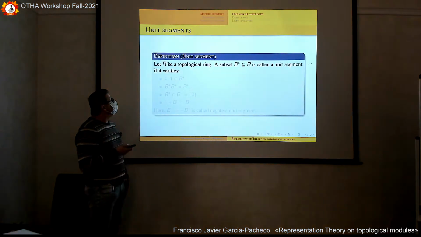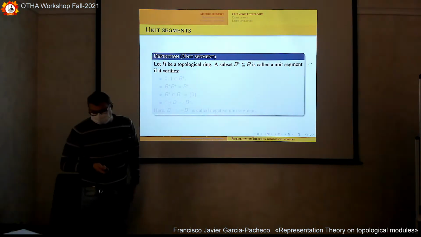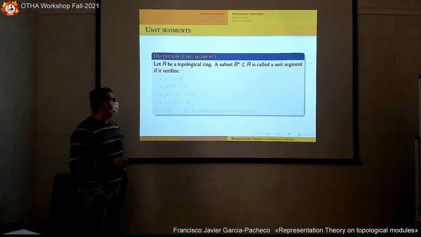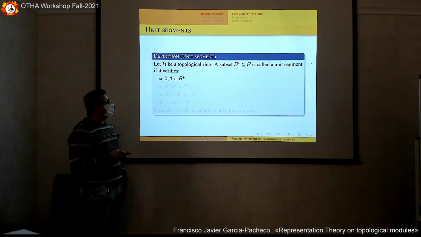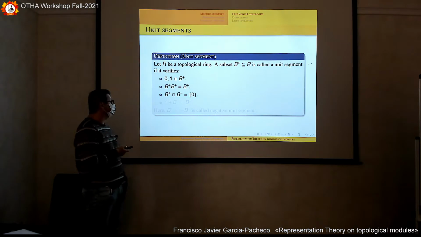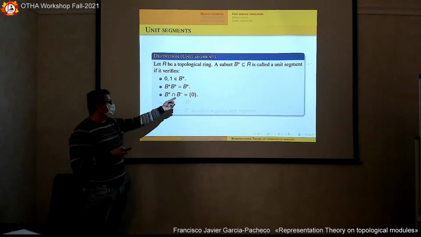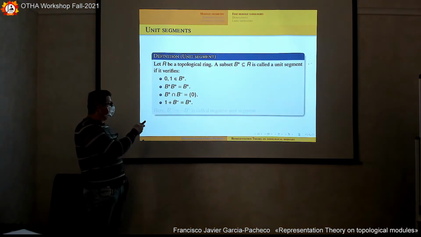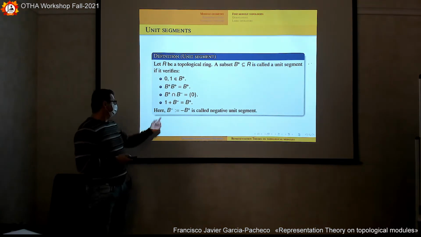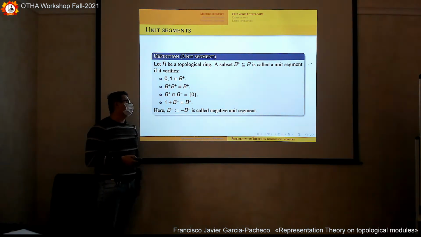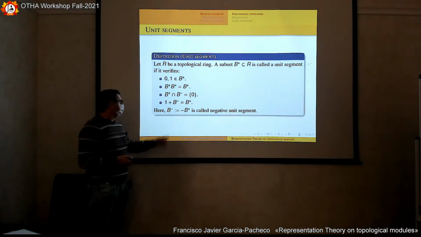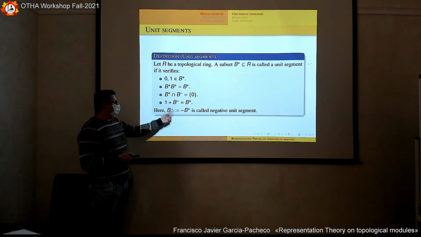So now we also had to extend the concept of segment in order to have some type of convexity. A unit segment is a subset B plus such that B plus plus its opposite is zero, and 1 plus its opposite coincides with that set, where B negative is just negative B plus. Okay, it's called negative unit segment. This is how you define B negative.